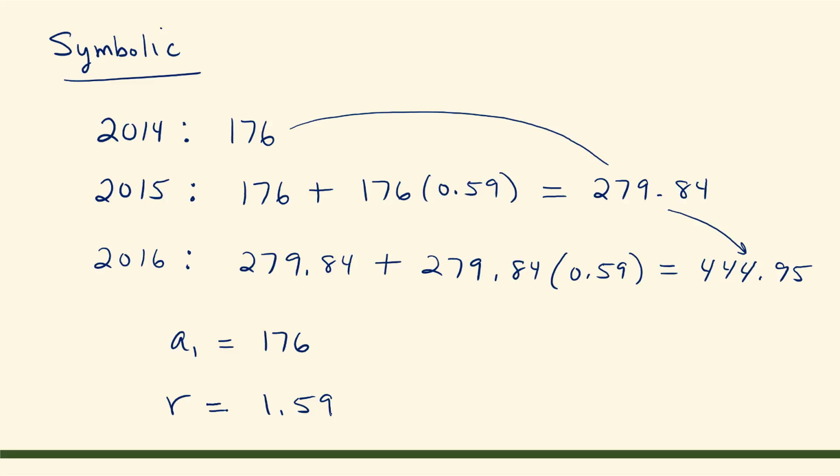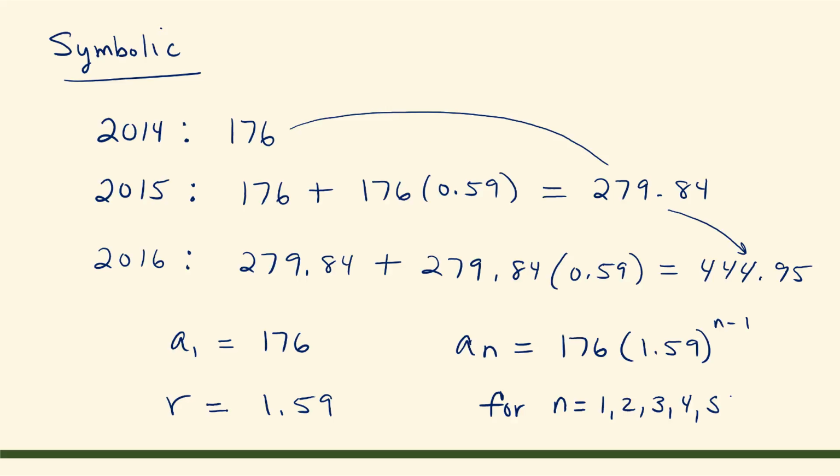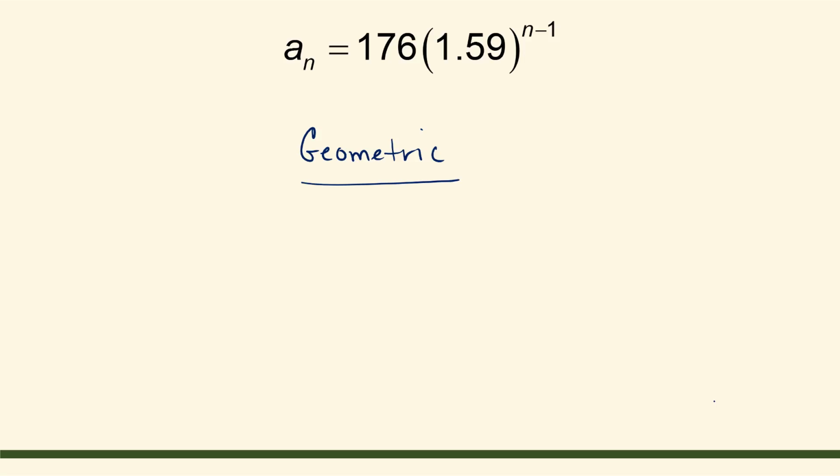Therefore, the symbolic representation of our situation we can write as the sequence a sub n is equal to 176 times 1.59 to the n minus 1 power for n equals 1, 2, 3, 4, and 5. Our sequence a sub n equals 176 times 1.59 to the n minus 1 power is an example of a geometric sequence.